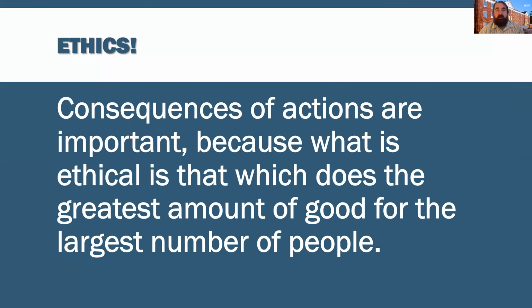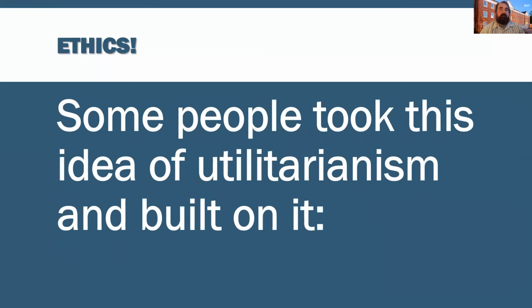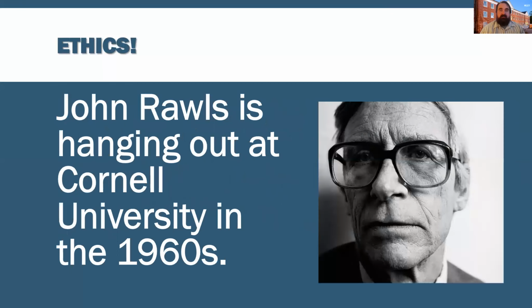So it is outcome-based, and it's outcome-based specifically for the group, not the individual. Whatever helps the most amount of people is what is the right thing to do. And some people took this idea of utilitarianism and built on it to make it even more about the group, but then actually connect it back to the individual. So last but certainly not least, we have this fella, John Rawls.